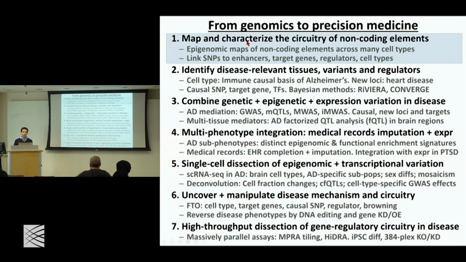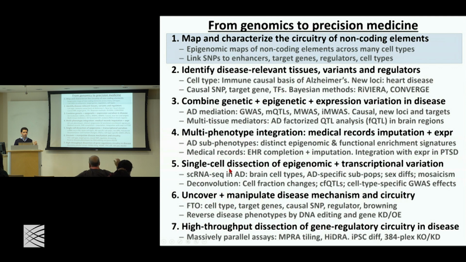First, how do we even map and characterize the circuitry of the non-coding genome? How do we then identify disease-relevant tissues, variants, and regulators for specific traits? How do we combine genetic, epigenetic, and transcriptional variation in the context of disease? How do we integrate information across multiple phenotypes using rich medical records in the context of genetic information and molecular information? How do we then use that information to dissect the function of regulatory regions at the single-cell level?